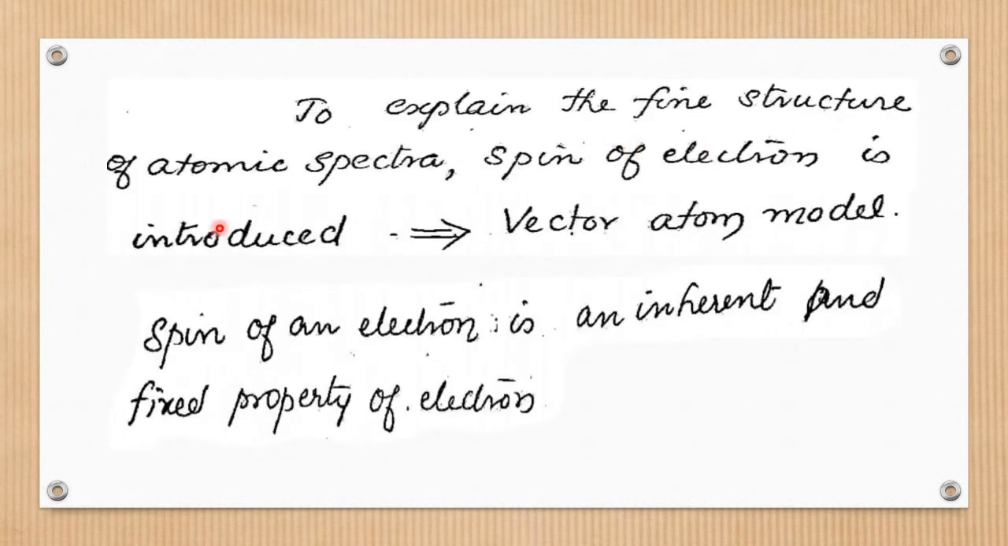To explain the fine structure of atomic spectra, the spin of the electron is introduced. This is the important thing in the vector atom model. The spin of the electron is introduced in order to explain the fine structure. The spin is a quantity which is inherent and a fixed property of an electron. So the spin of an electron is not a changing parameter, it is an inherent and fixed property of the electron. Such a new physical quantity has been incorporated in the vector atom model.